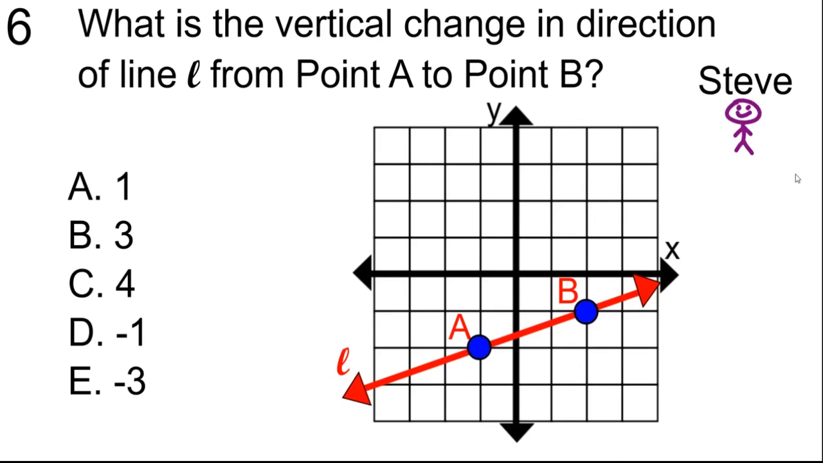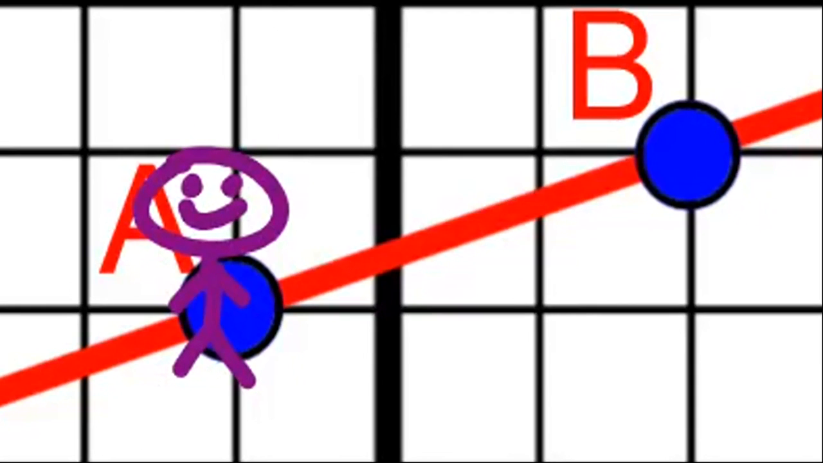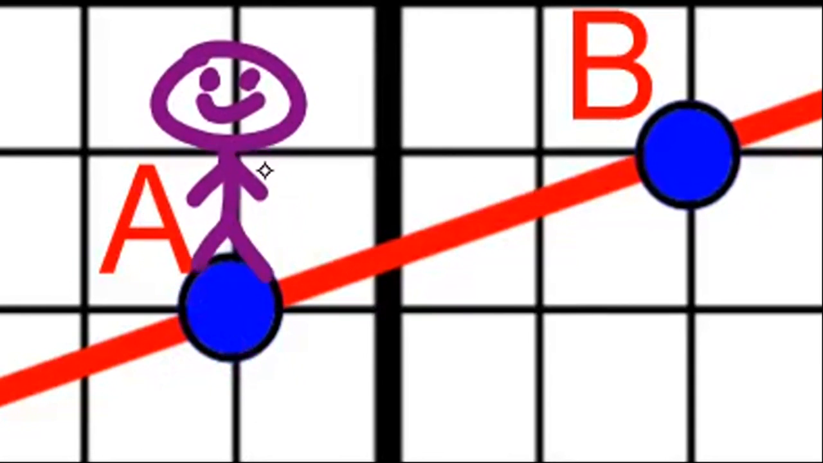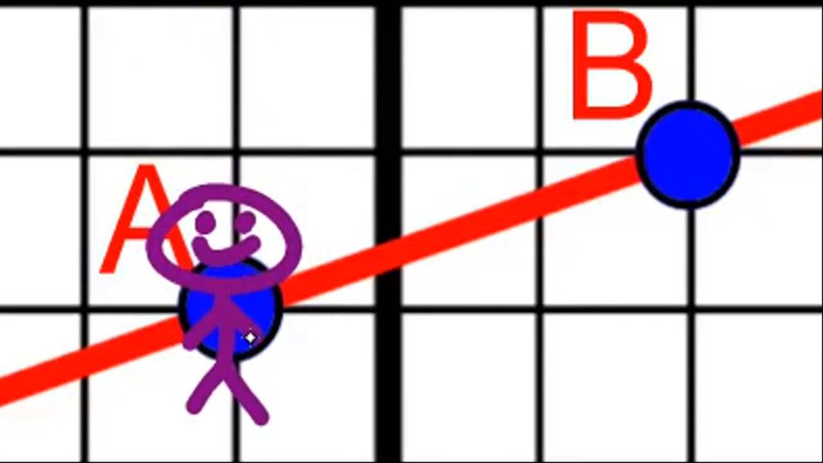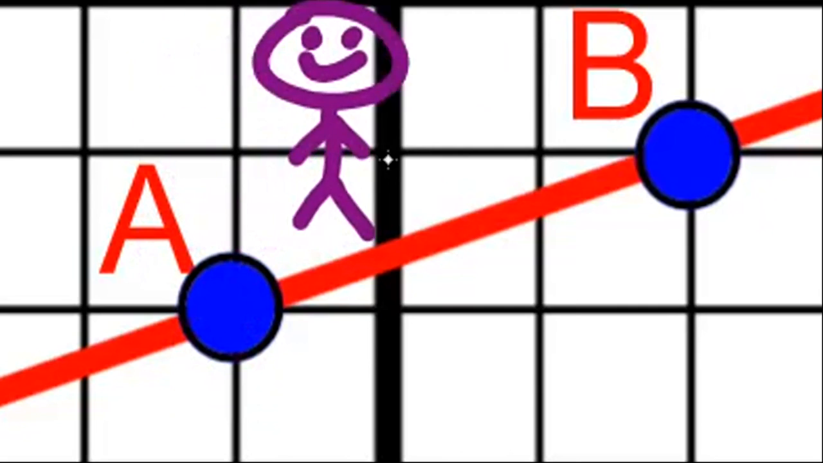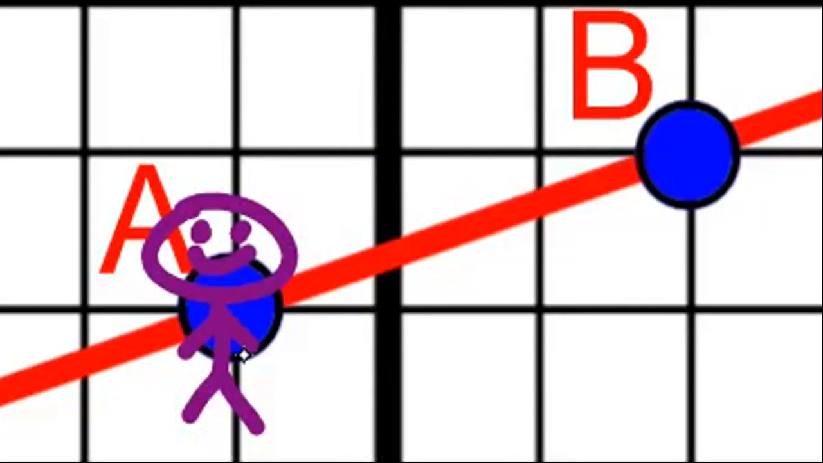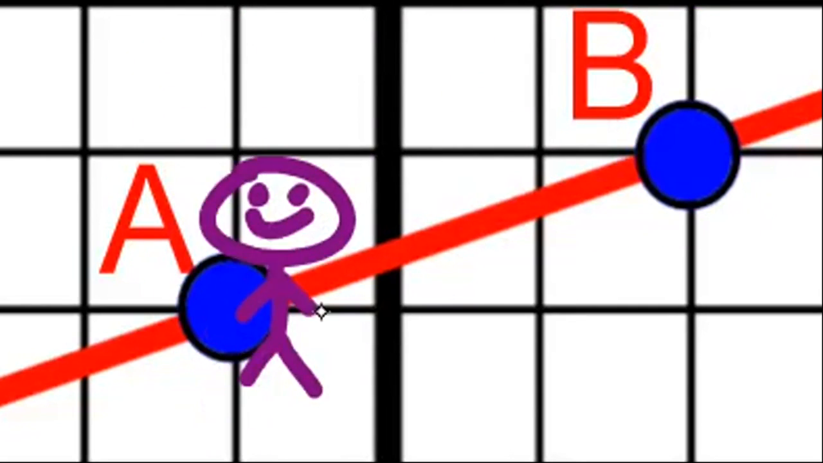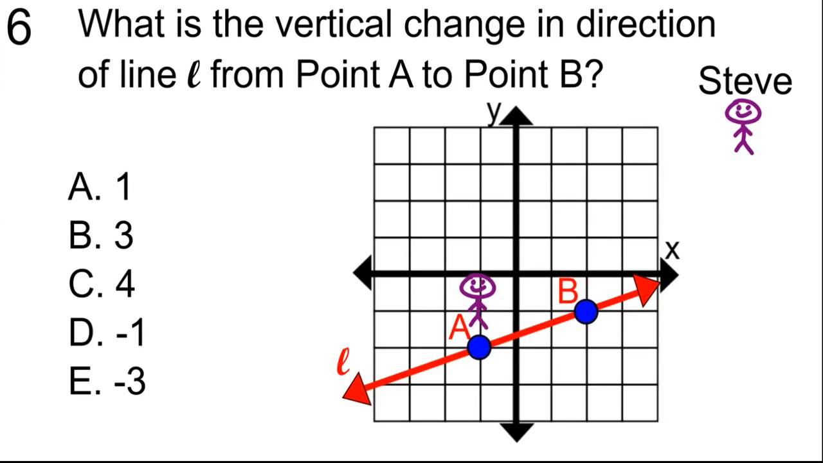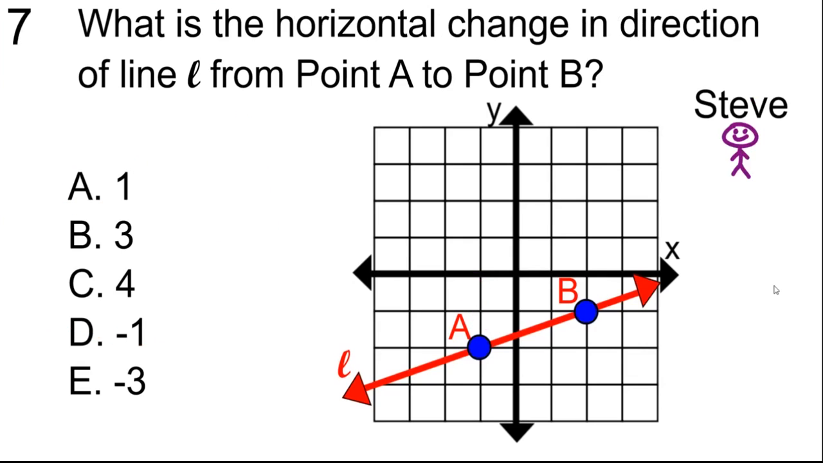Once again, let's use our imagination, which we have named Steve. The vertical change in direction is how far Steve would have to walk up if he were walking from A to B along the grid instead of walking from A to B in a direct path along line L. And since he walked in an upward direction, we are going to say that that is +1, not -1. Number 6 is A.